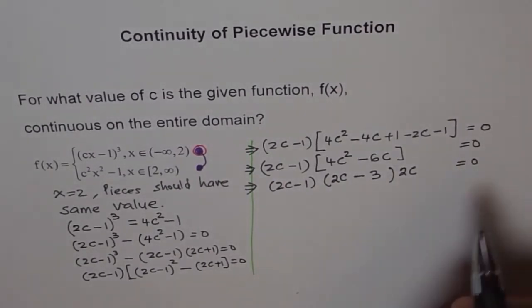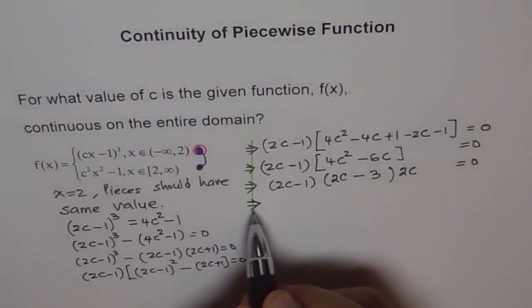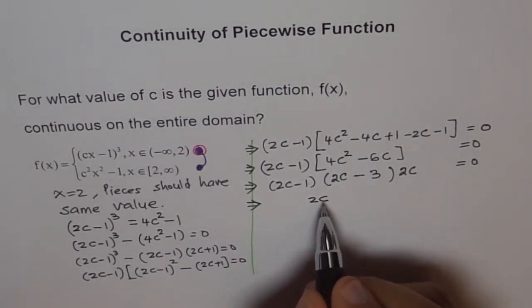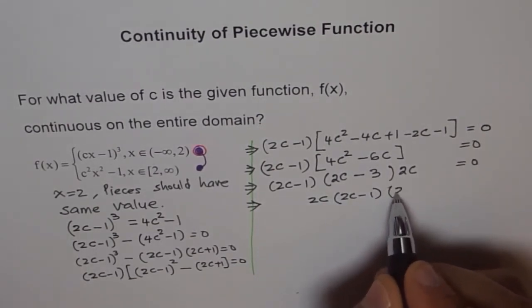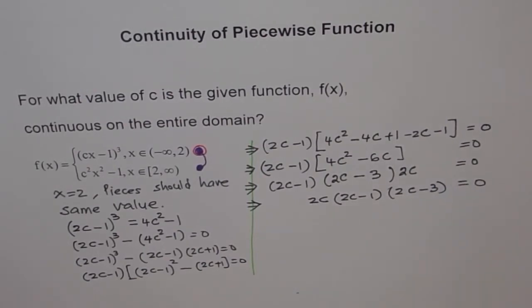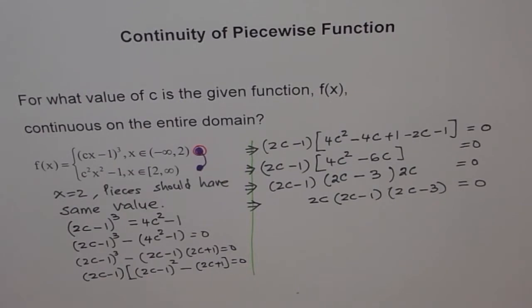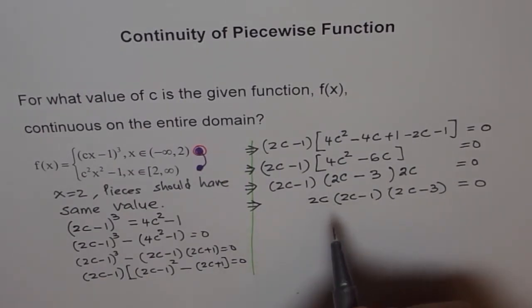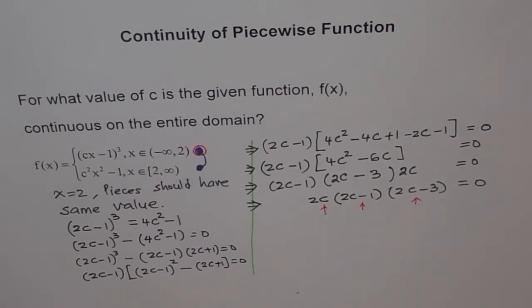Perfect. Now we can rearrange. It's better to write this term first, so it implies 2c times (2c − 1) times (2c − 3) equals 0, correct? So that's what we get. Now these are three factors. So for getting the solution, what should it be? Either this could be 0, correct? So either one could be 0, yielding different values of c. This factor could be 0, or this factor could be 0, right?